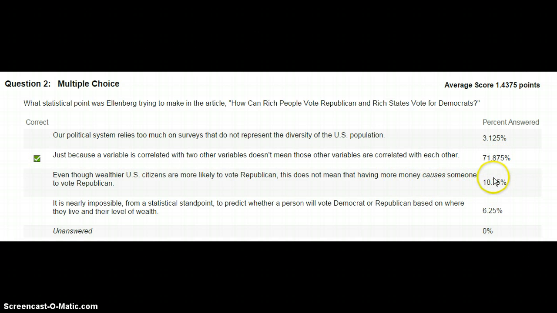This was the most popular incorrect answer: wealthier U.S. citizens are more likely to vote Republican. This would be a good statement. Correlation does not imply cause, but it certainly wasn't the point of the article at all. And I think Ellenberg made that clear throughout the article that this second one is really the concept. This correlation is not transitive, is the word he used. That was the main point throughout the article.